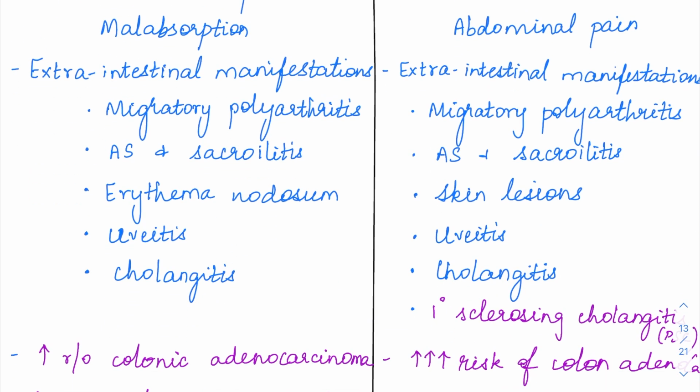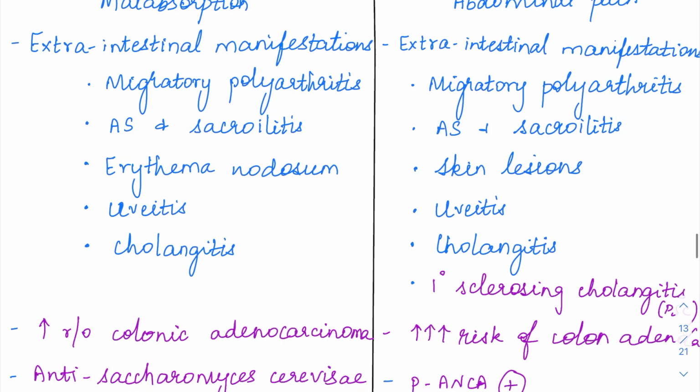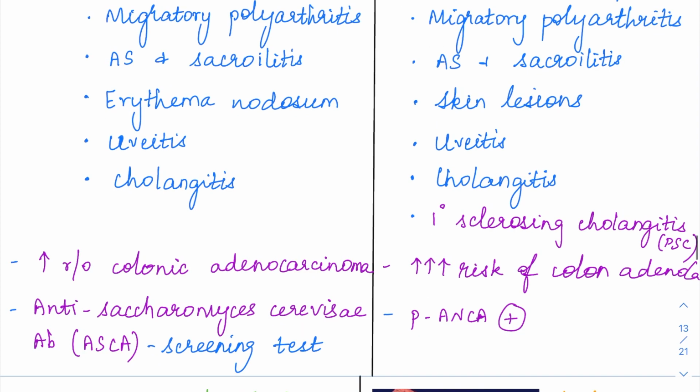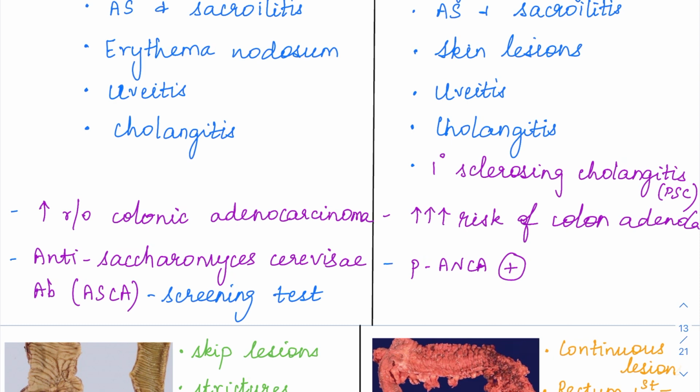Both of these diseases are not just restricted to the intestine. They can have other extra-intestinal manifestations as well. In both the diseases we are going to have multiple migratory polyarthritis. Along with that, joint diseases like ankylosing spondylitis and sacroiliitis, then skin diseases like erythema nodosum, uveitis, and cholangitis are going to be there in both the conditions. But in ulcerative colitis, we have a special association with primary sclerosing cholangitis. So PSC is a bile duct disease.